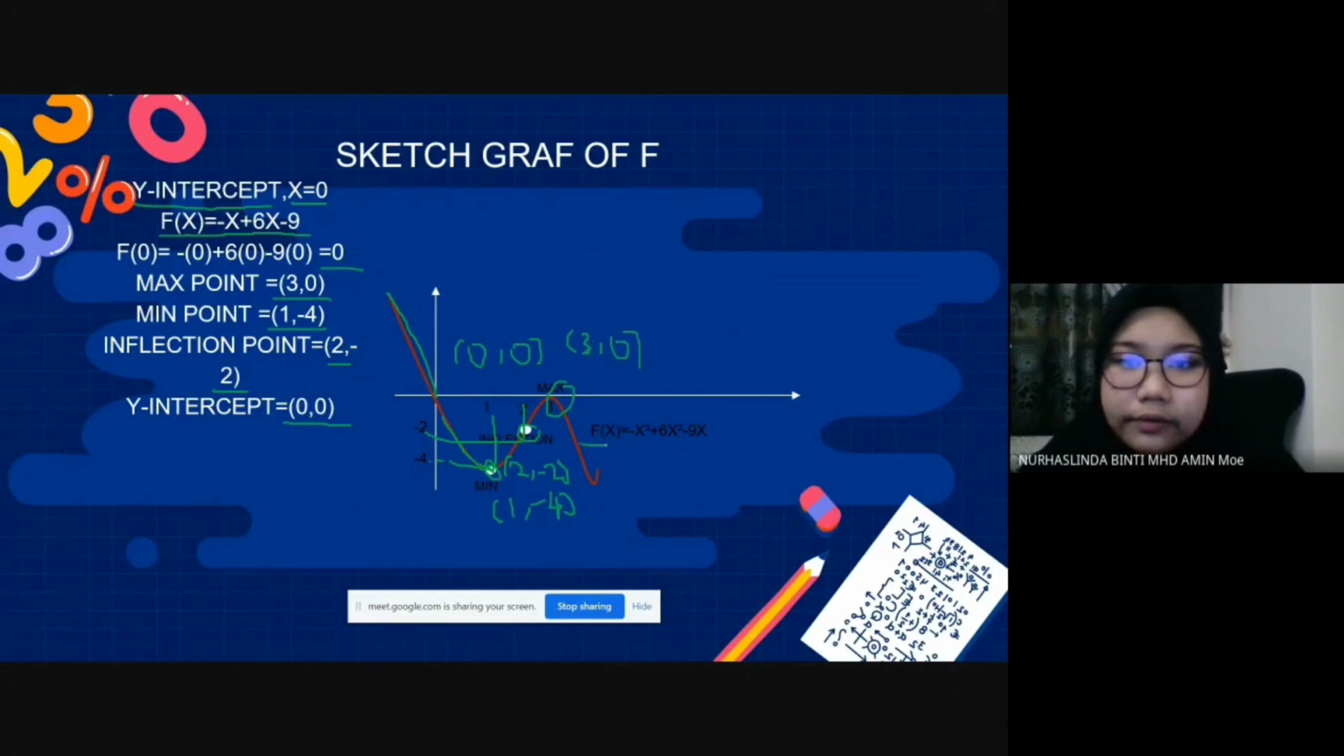And then we write the full equation here, which is f of x equals negative x cubed plus 6x squared minus 9x. That's all. Thank you.